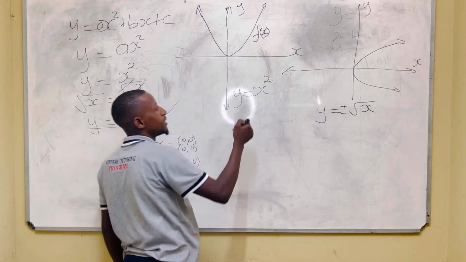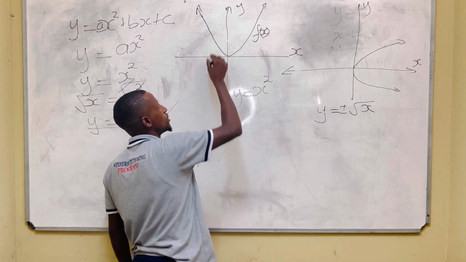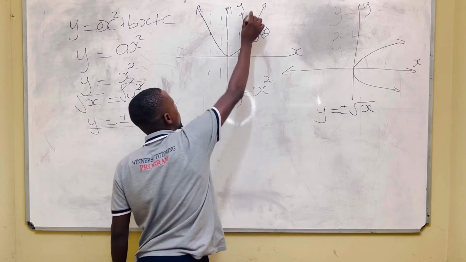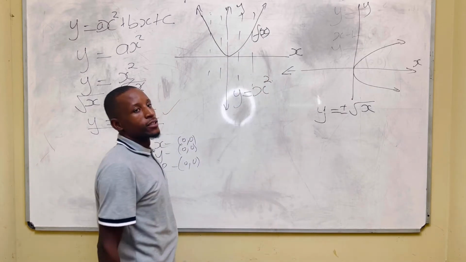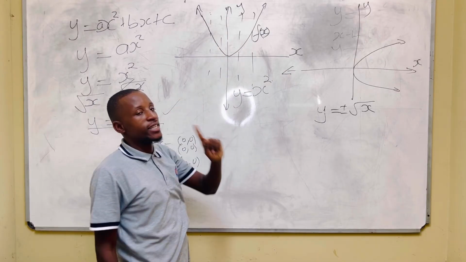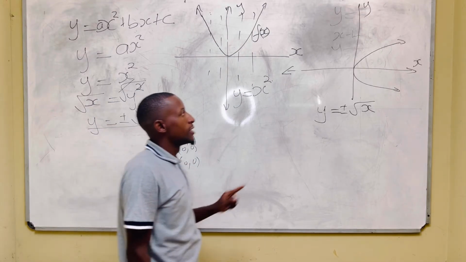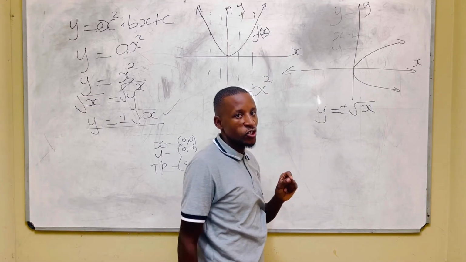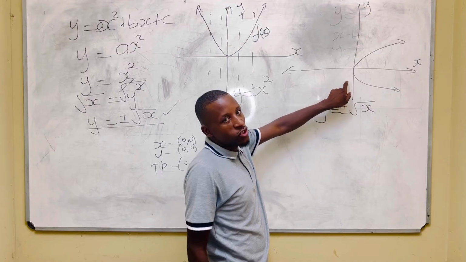So how do you tell that an original graph is a function? If you do a vertical line test in this way, do you see that this vertical line test will always cut the graph only at one point? That is what makes this one a function. But is this one a function?